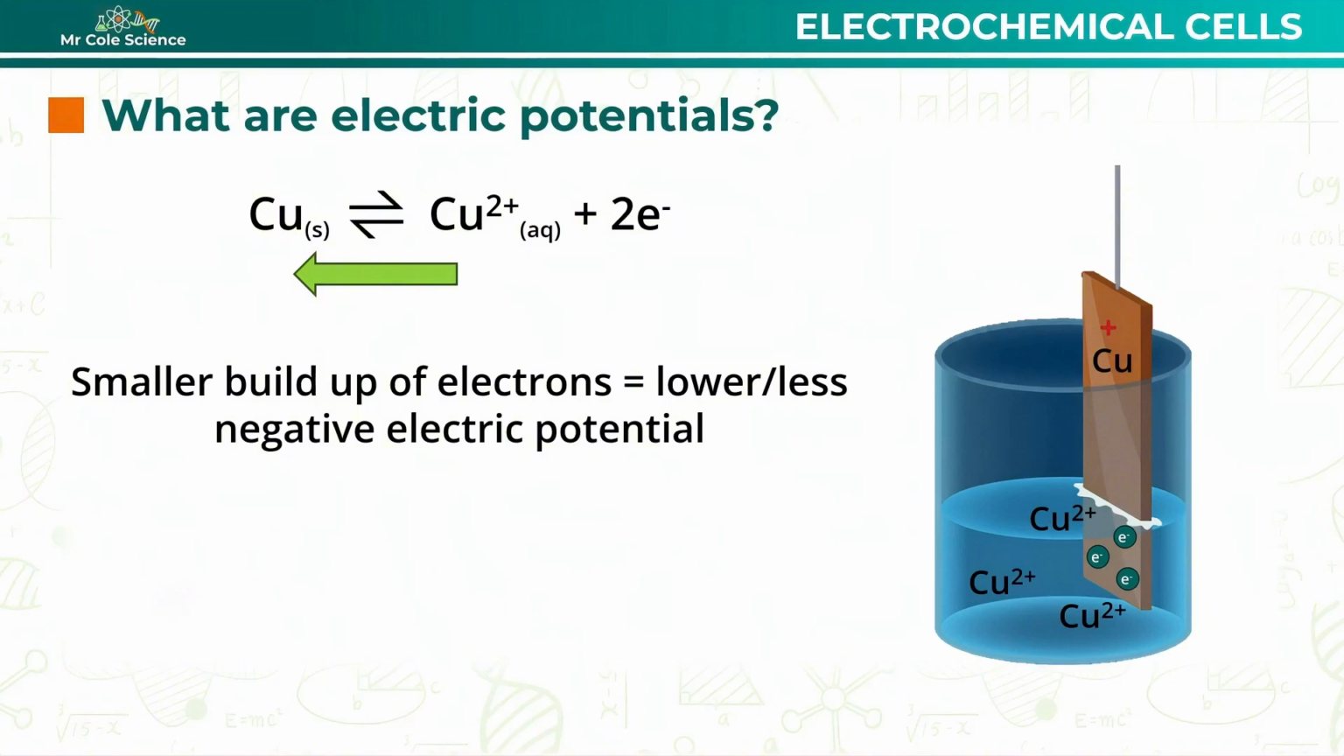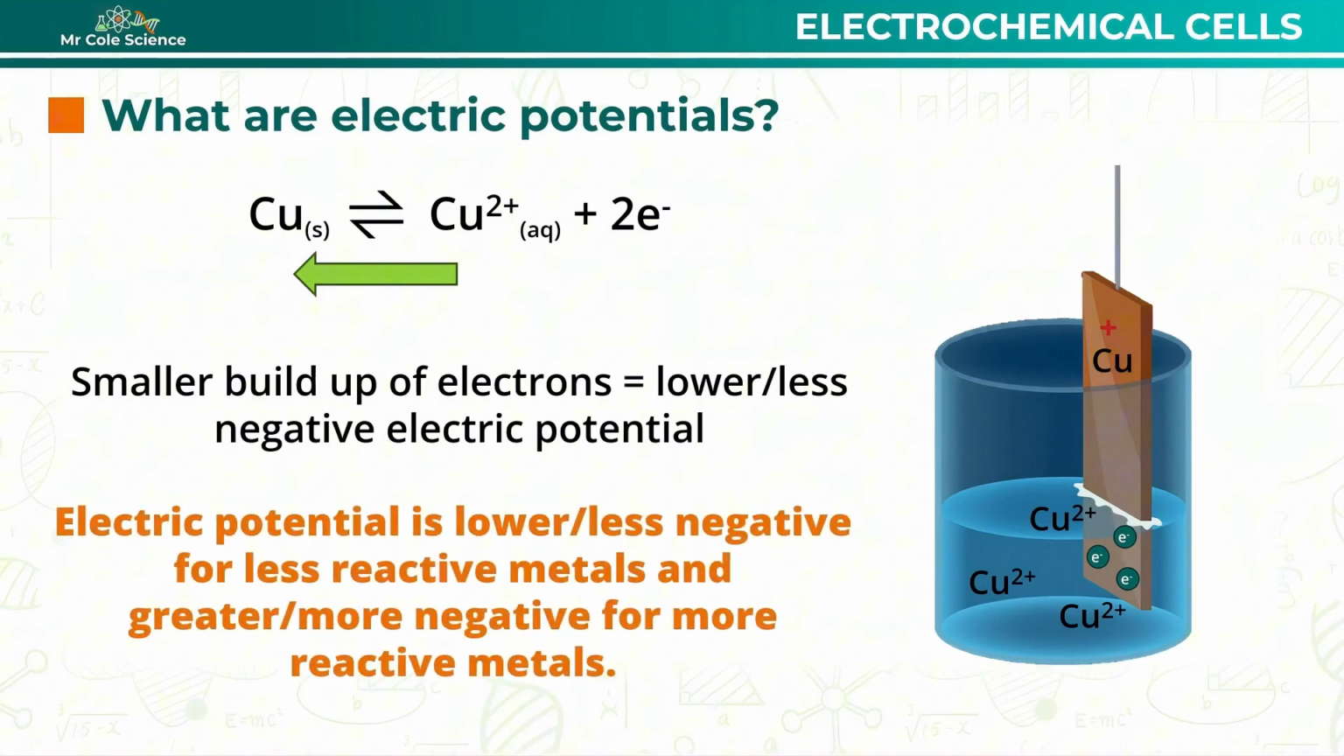So the key takeaway from this is that the electric potential is lower or less negative for less reactive metals. And when we describe the potential as being less negative, we could also argue that that means it is more positive. So electric potential is lower, less negative, or more positive for our less reactive metals, and electric potential is greater or more negative for more reactive metals because of the position of our equilibrium.